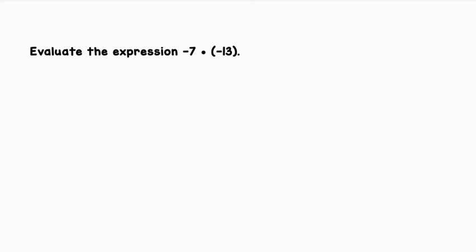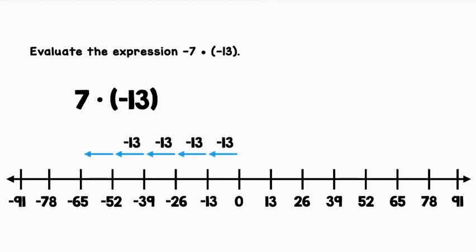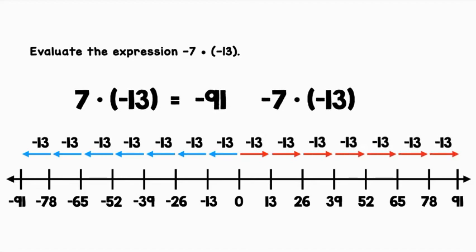Evaluate the expression -7 times -13. First, let's take a look at +7 times -13. We're going to move 13 spaces to the left 7 times. That gives us -91. Now let's take a look at -7 times -13. Since there's an additional negative sign, we need to move in the opposite direction. Our answer is +91.